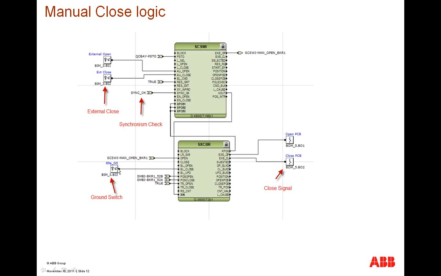And we have a ground switch. This ground switch is going to the SXCBR to an input called BL CLOSED. When this ground switch is closed, it will drive a logical output 1, blocking the operation of the SXCBR. This will prevent any close operation of the SXCBR. It will not block the tripping or the open command, which is shown right above it.